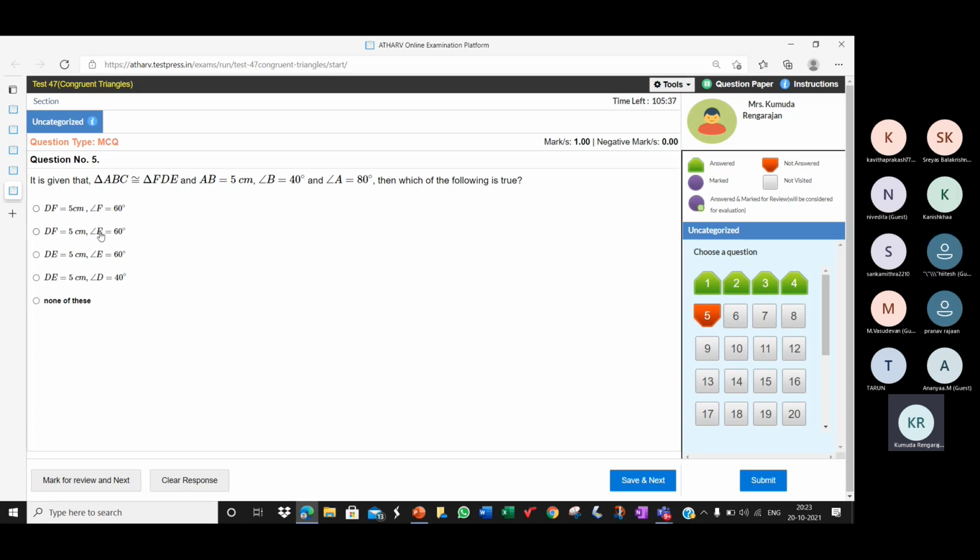So it can be one of these two. In triangle ABC, can you find angle C? Yes, ma'am, by the angle sum property of a triangle. How much is C? C is 60 degrees, ma'am. Angle B, 60 degrees, corresponds to which angle in the other triangle? Angle E, ma'am. So this is the correct option: DF is 5 centimeters and angle E is equal to 60 degrees.